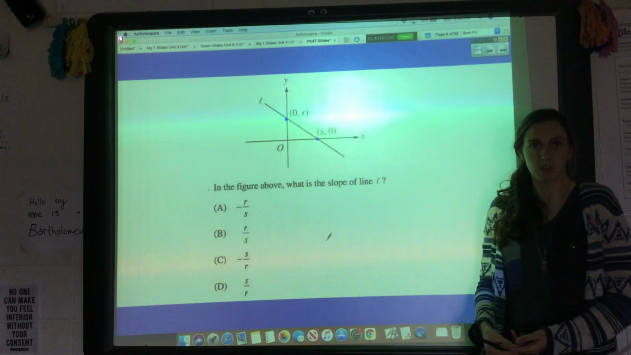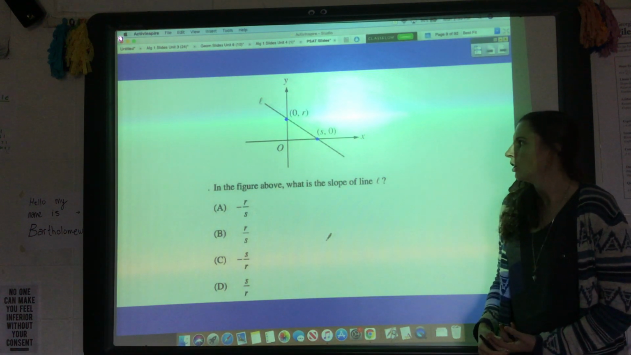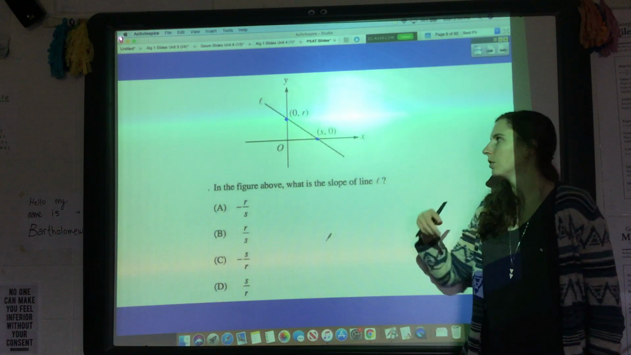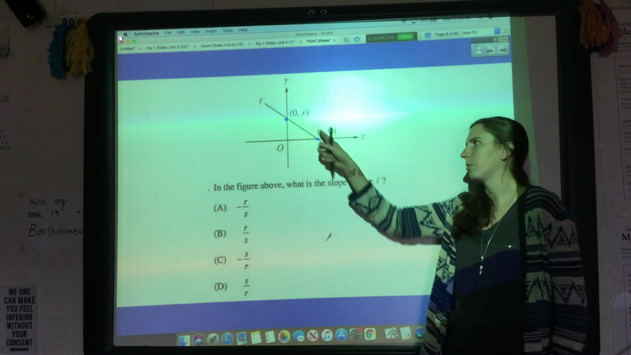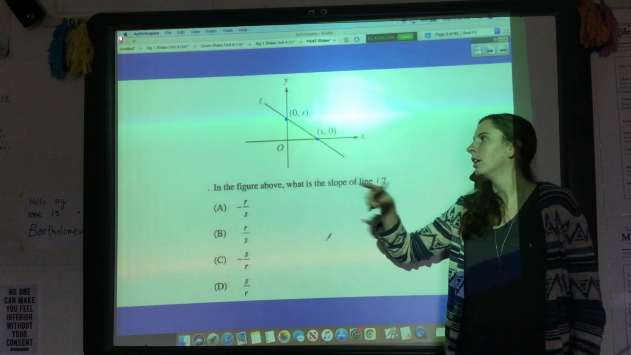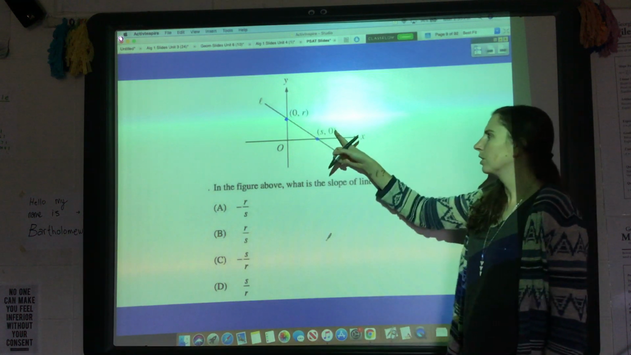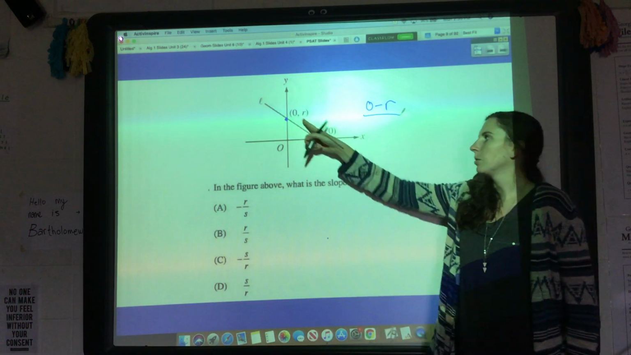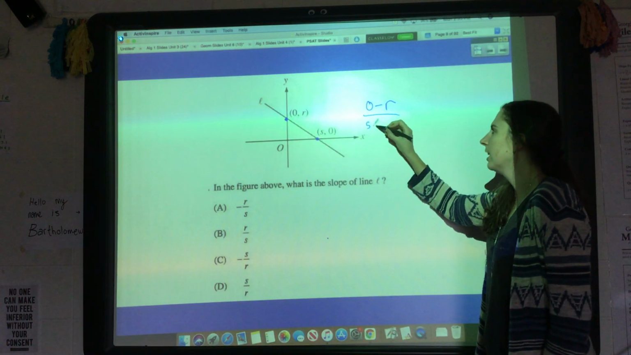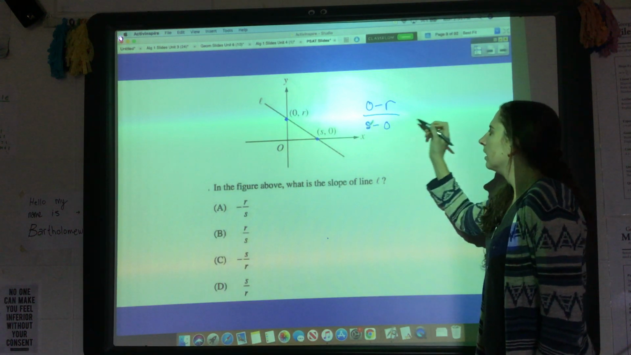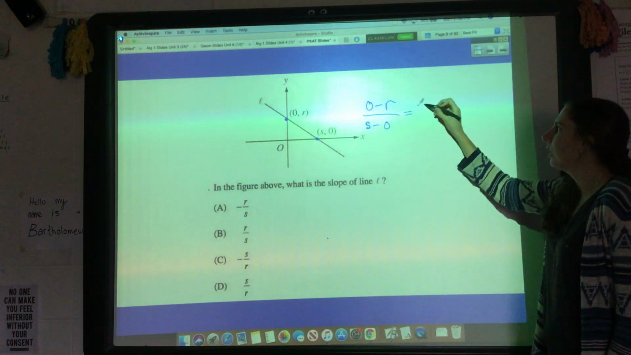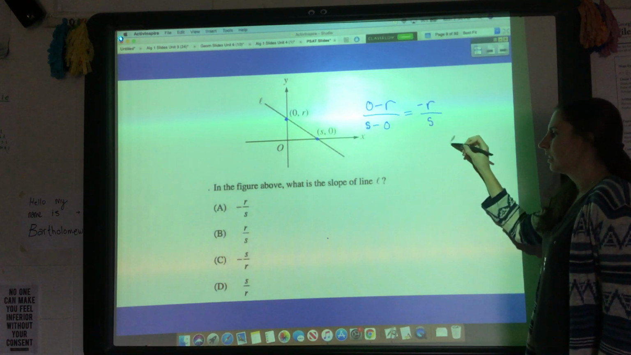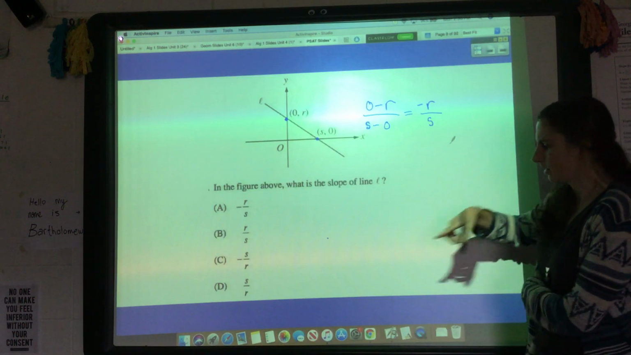I can still just use the slope formula, which says, and it doesn't matter which point you start with as long as you keep it consistent. So like if I do r minus 0, I gotta do 0 minus s. Or if I do 0 minus r, do s minus 0. Let's do that. 0 minus r, that's the change in y. And then s minus 0 is the change in x. So that gives me negative r. And then s minus 0 is just s. So there we have it, negative r over s, which is A.